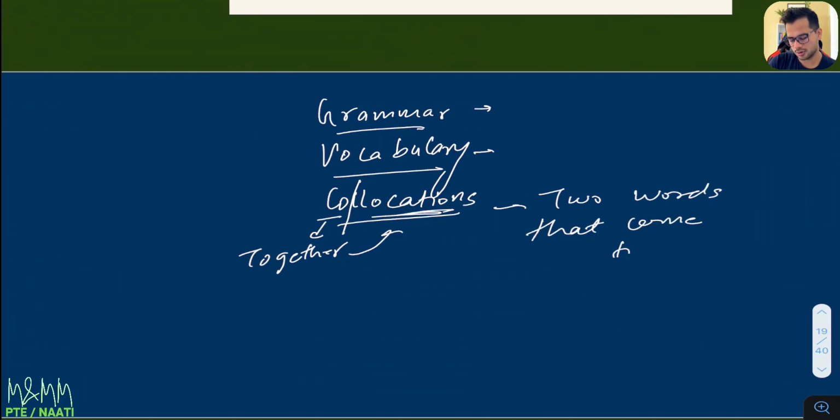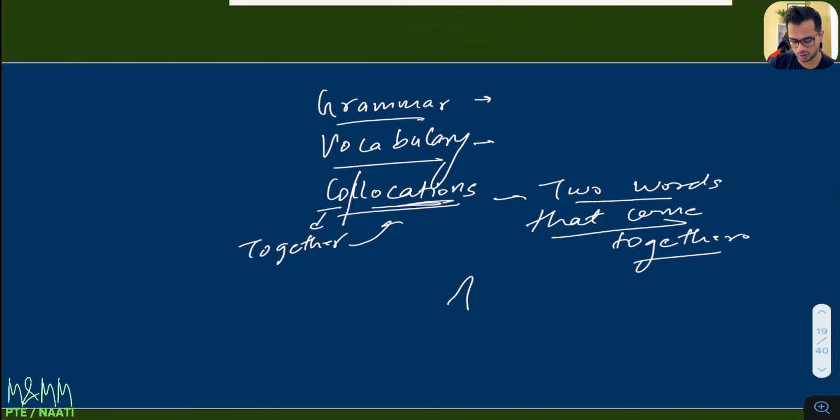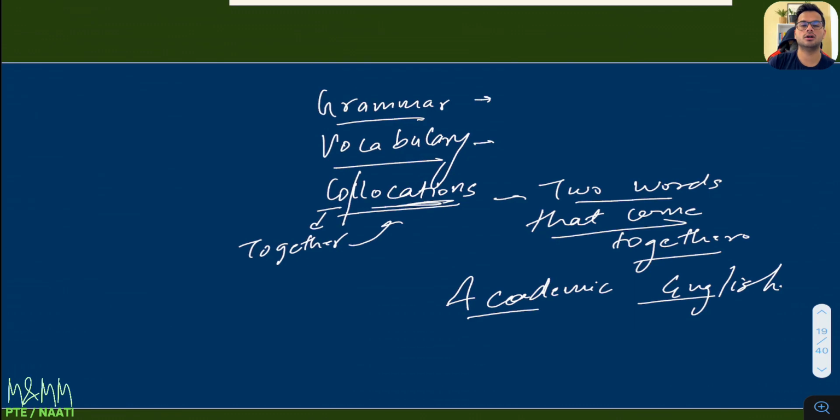come together. So any 2 words in any language that come together are going to be collocations. For example, we always say academic English, or academic literature, academic thesis. Any 2 words that come together. Heavy rain.